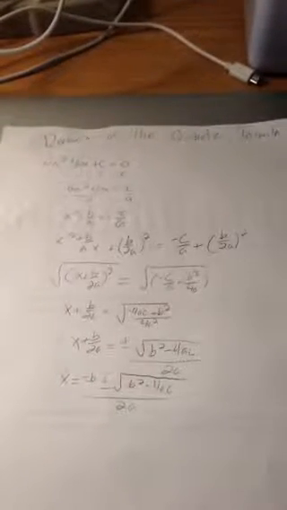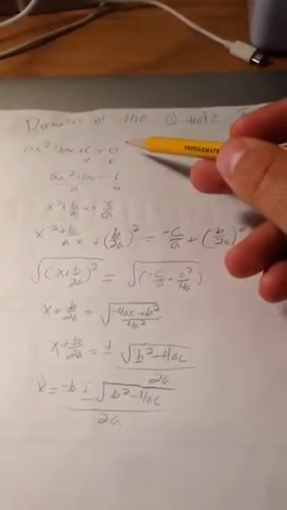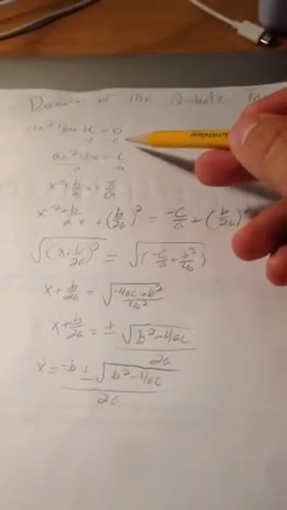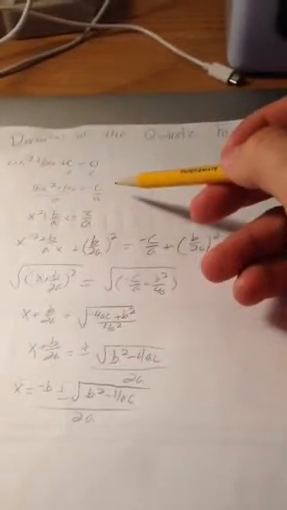So this is a video about the derivation of the quadratic formula. Start with the formula ax squared plus bx plus c equals 0. Subtract c from both sides. So we're left with ax squared plus bx equals negative c.